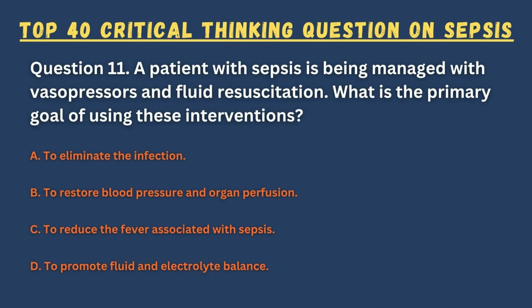Question 11. A patient with sepsis is being managed with vasopressors and fluid resuscitation. What is the primary goal of using these interventions? A. To eliminate the infection. B. To restore blood pressure and organ perfusion. C. To reduce the fever associated with sepsis. D. To promote fluid and electrolyte balance.